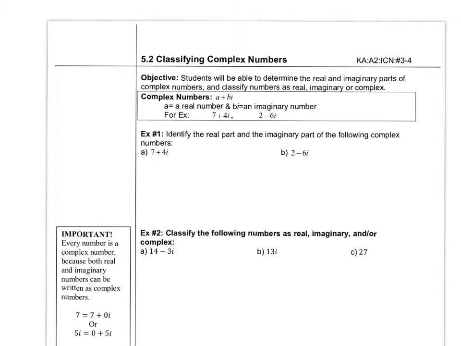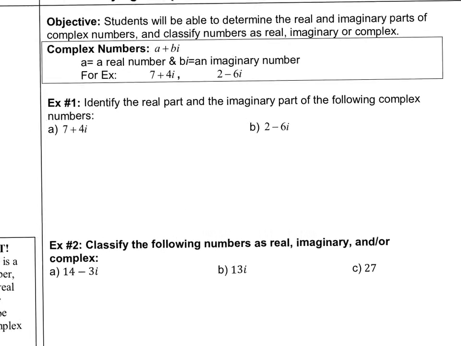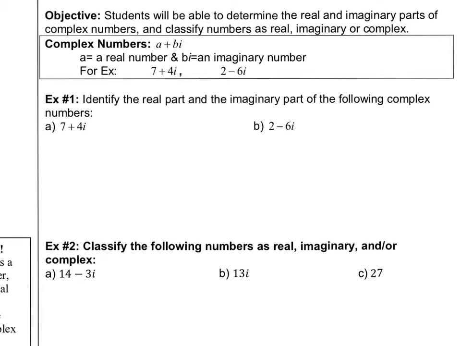So, hey, look at this, example 1. They want us to identify the real and the imaginary. That's really all you have to do on these types of problems. So take a look. The real here is 7. The imaginary is positive 4i. That's it. Why don't you see if you can do part B on your own?